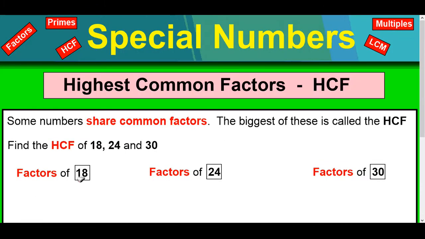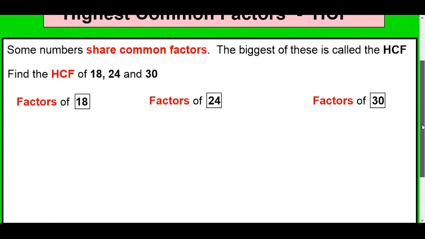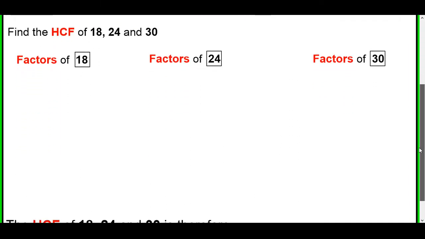Right, let's look at three numbers. We're just going to use the same technique again. I'm going to use the factor pair technique to get the factors of 18, 24 and 30. And I'm going to try and find the common ones and the highest common one.